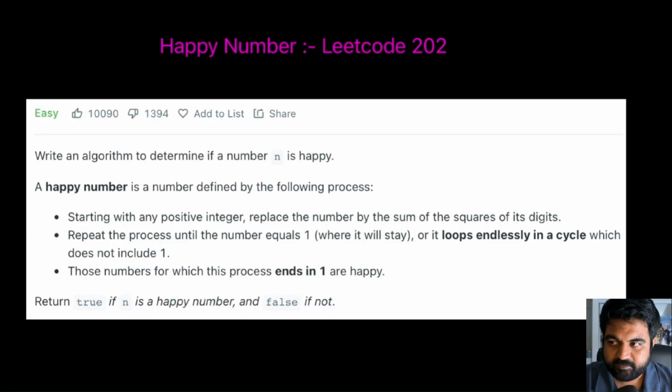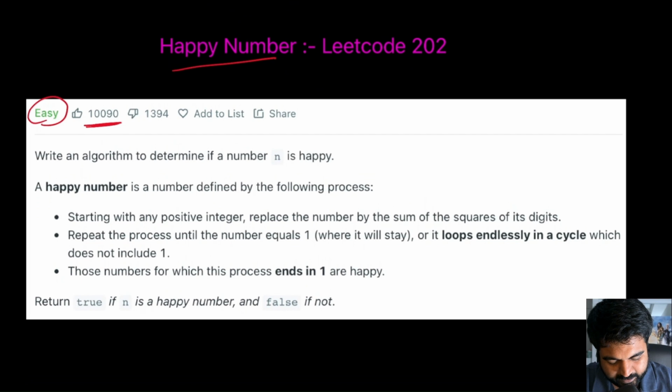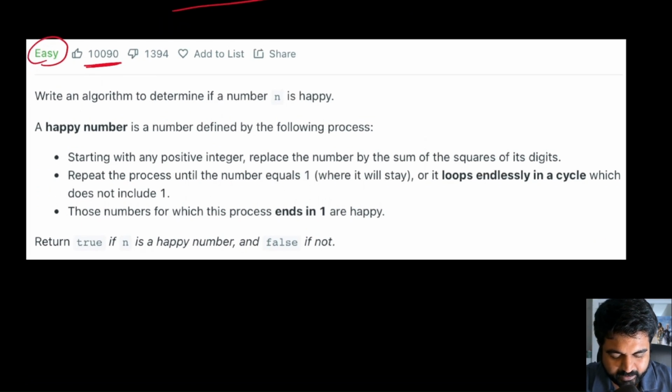So the LeetCode problem we are going to solve now is called happy number. Now we can see that this one is an easy problem and also an extremely well-liked problem. The statement is quite straightforward. We need to write an algorithm to determine if the given number n is a happy number or not, and we are given the conditions for how we can define a number to be happy.